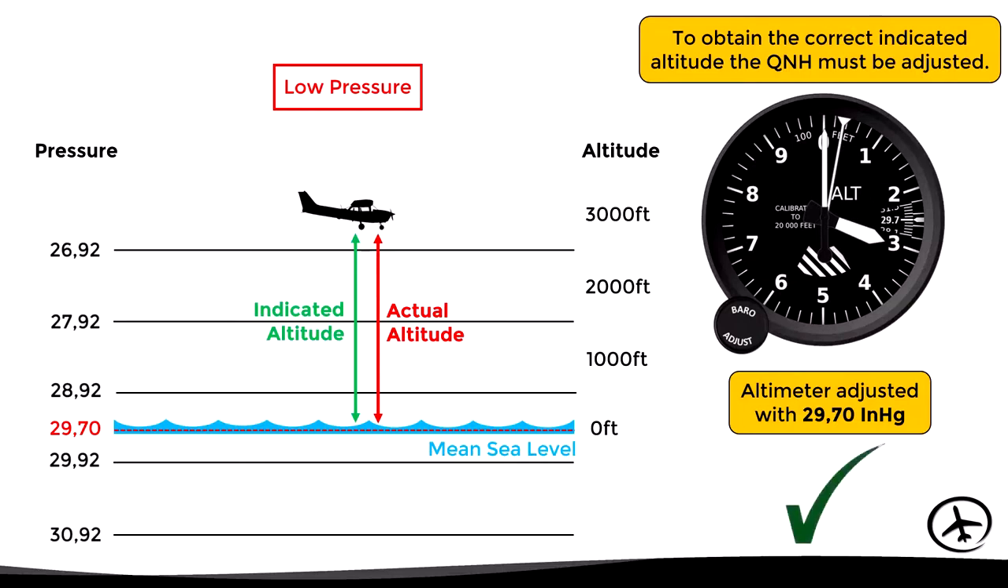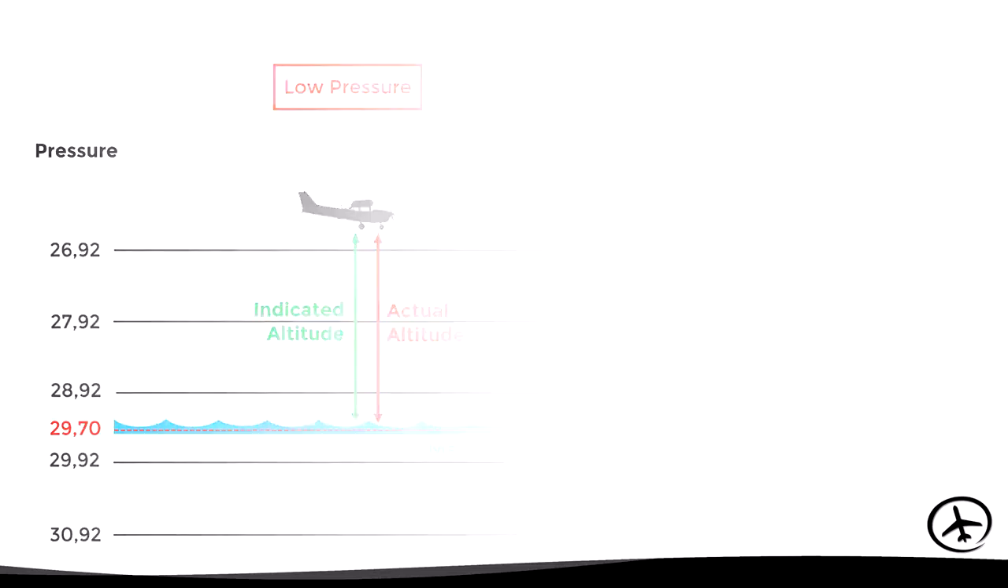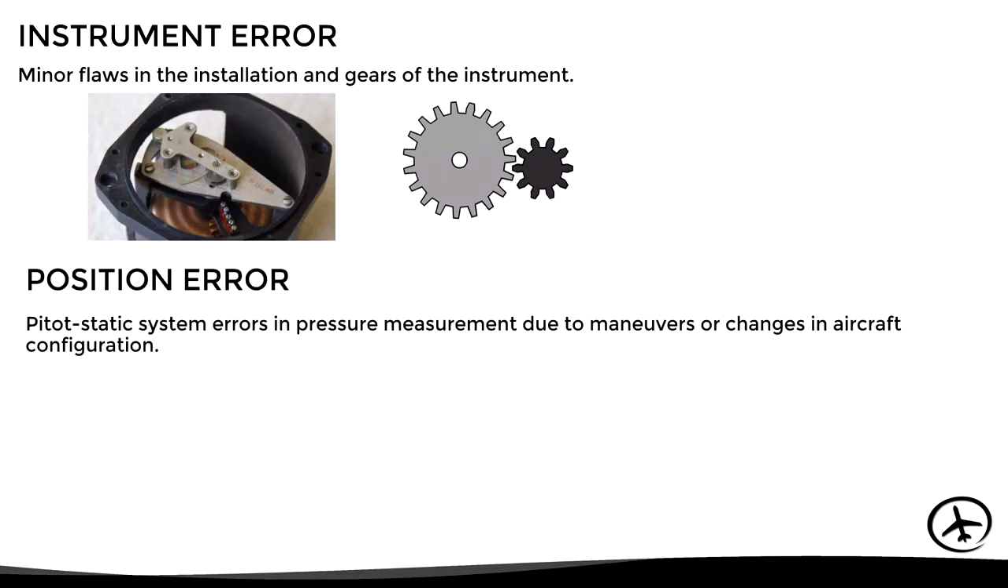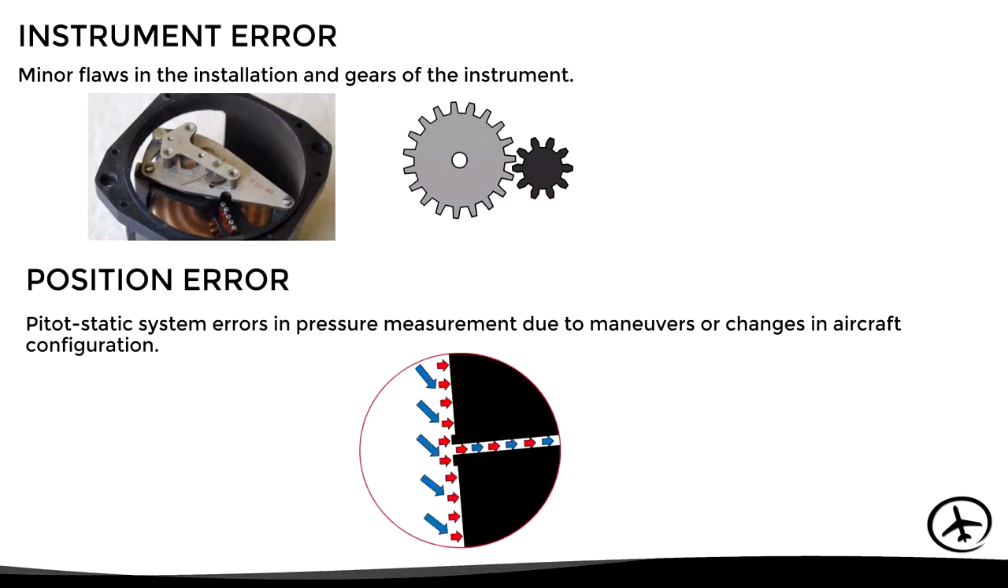With this then, it is clear that the indicated altitude is obtained when the current QNH is adjusted on the altimeter. However, the problem is that the altimeters are not perfect, they suffer from instrument error, which is caused by wear of the gears and mechanical imperfections. And there's also the position error, which is caused by pitot static system errors in pressure measurement due to maneuvers or changes in aircraft configuration, which we have already discussed in detail in the video about the pitot static system.